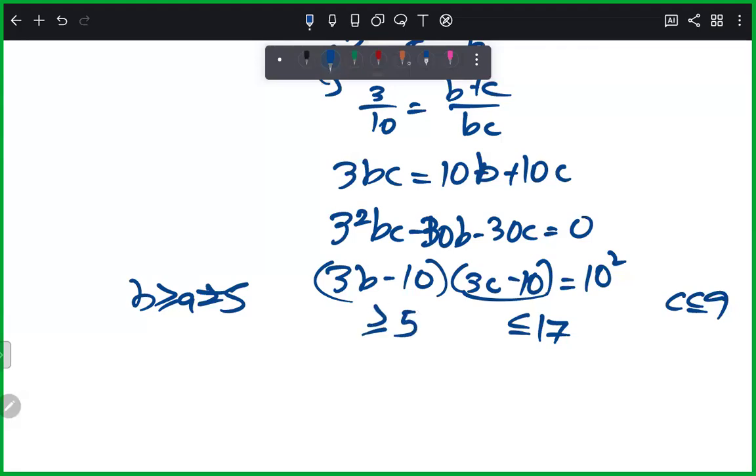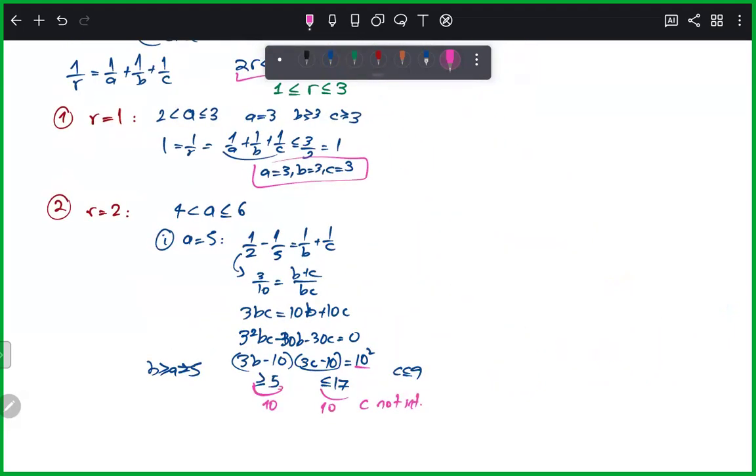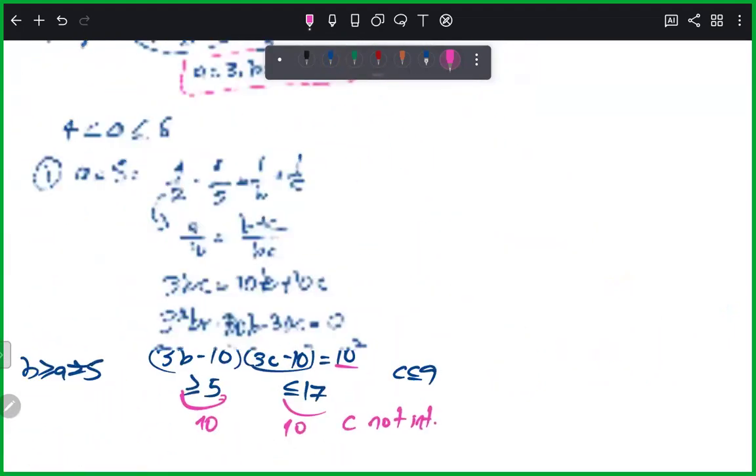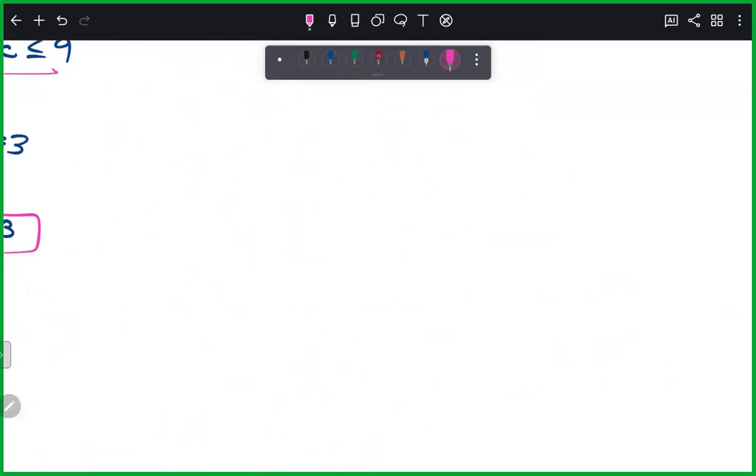Okay, so two numbers multiply to 10 squared, and one of them is greater than or equal to 5, and the other is less than or equal to 17. The only solution is 10, 10. But in that case, c is not an integer. Okay, and then this doesn't give us a solution, right? And then now let's continue with the next subcase.